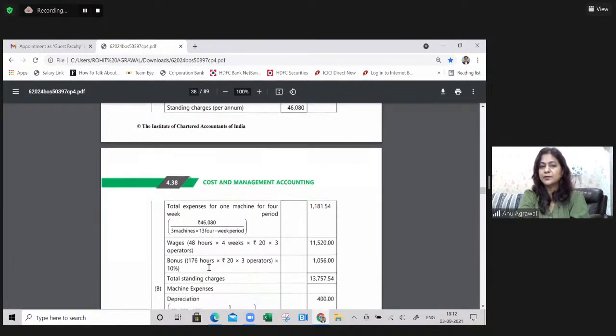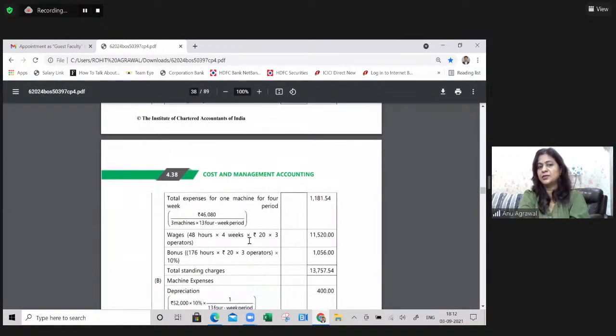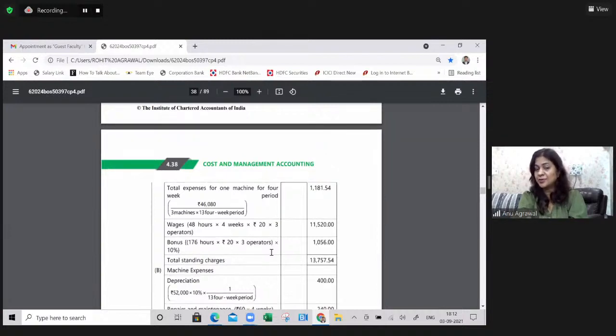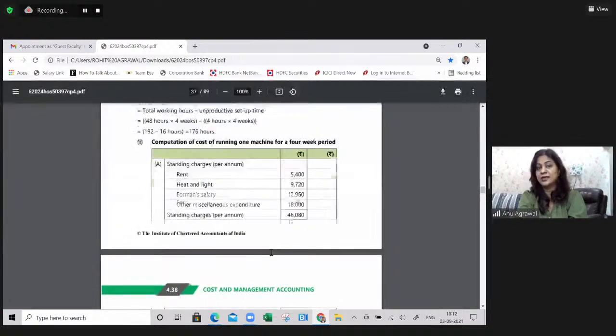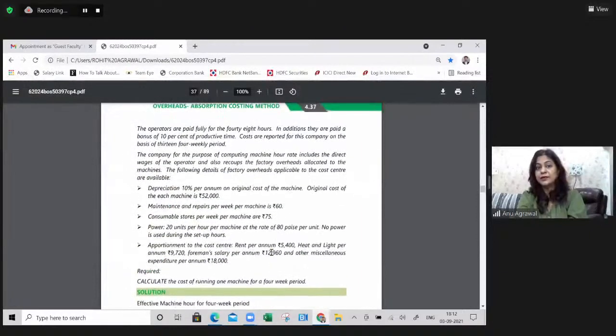Rest is easy. Wages you are paying for 48 hours, for 4 weeks. What is the rate? 20. You need to have 3 operators. They multiplied it because each machine required 3 operators. That also they have given very clearly. Right? See.